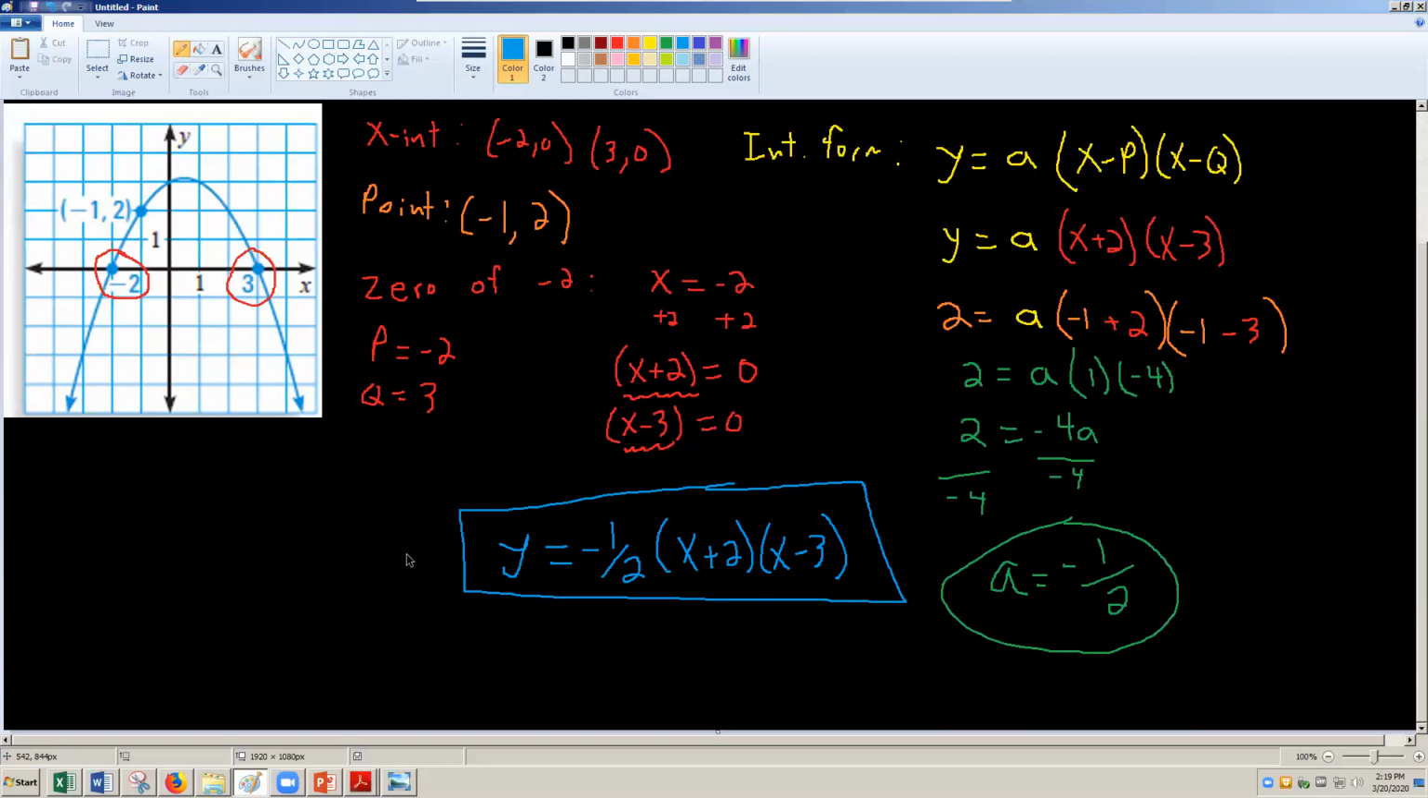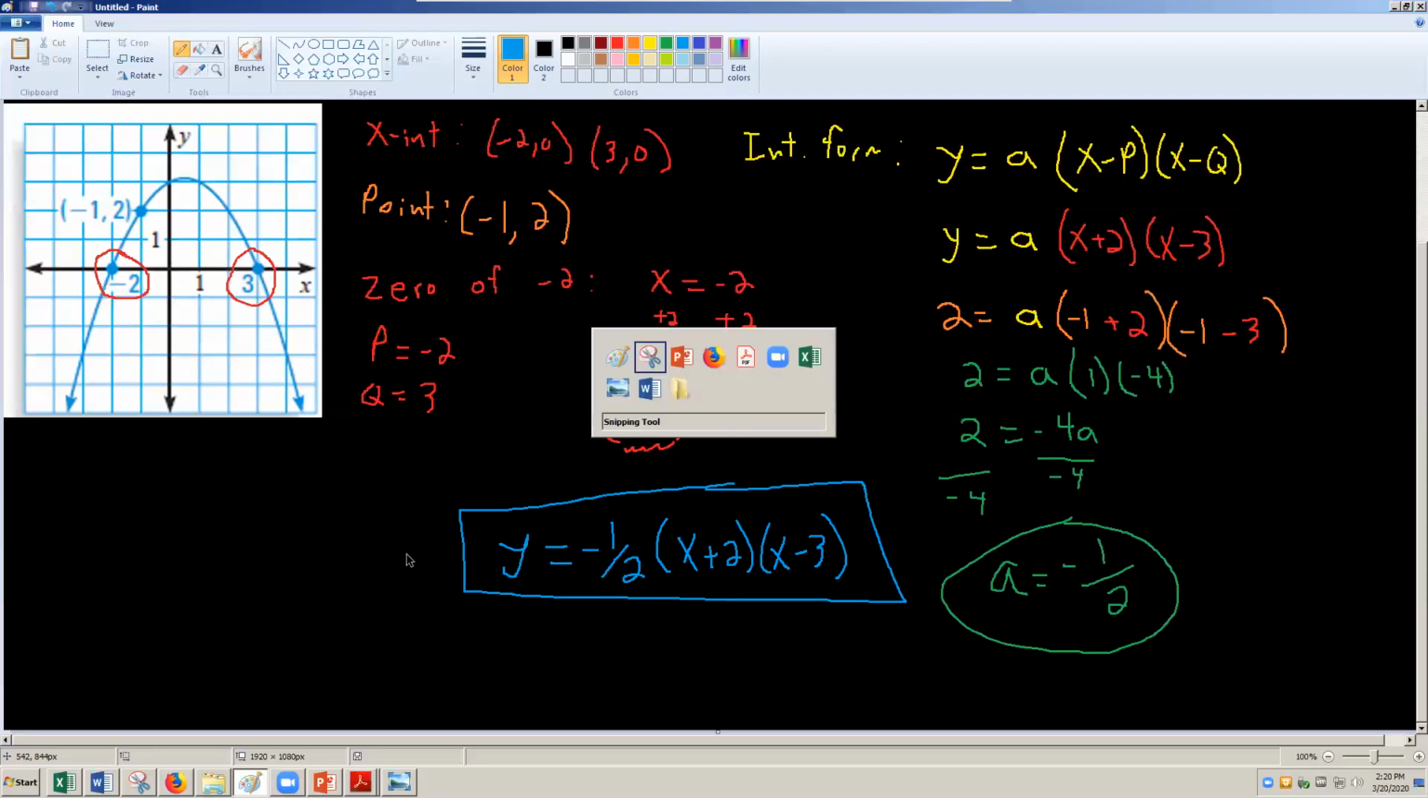Any questions on this one in intercept form? There's no need to FOIL this out too. Just leave that as your final answer. That's totally fine. What else we got? We're good?